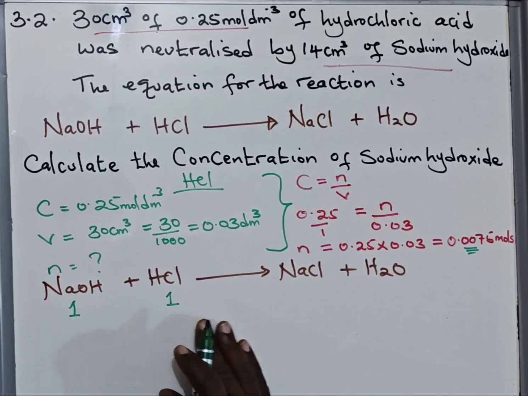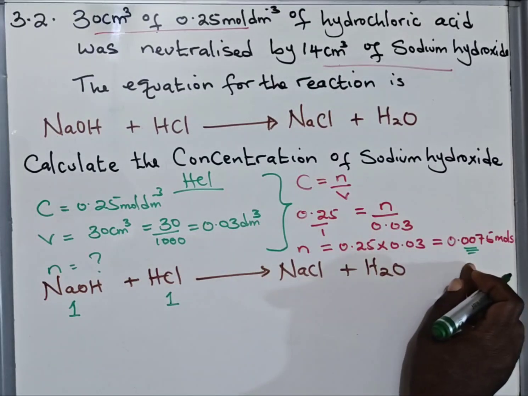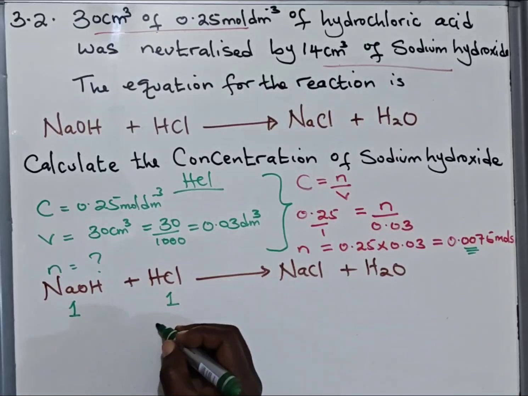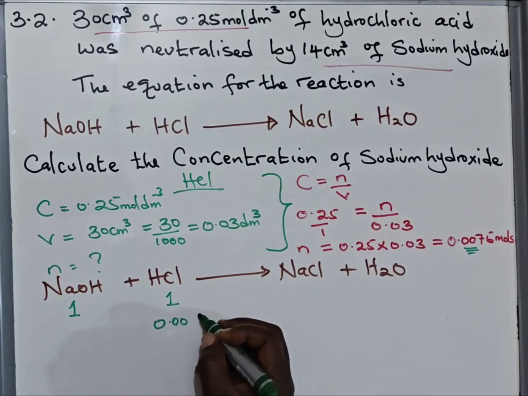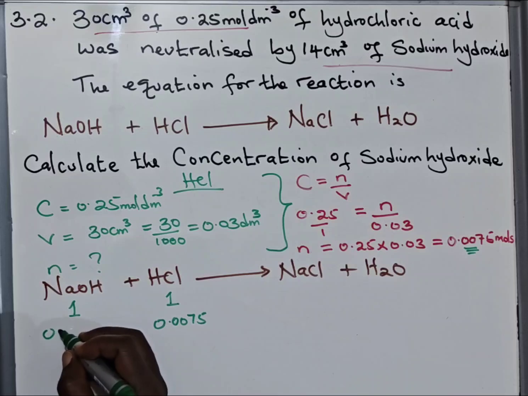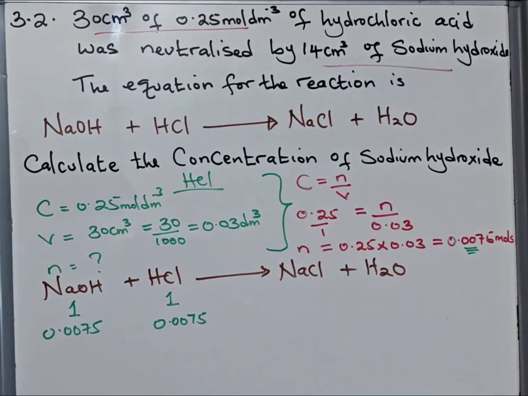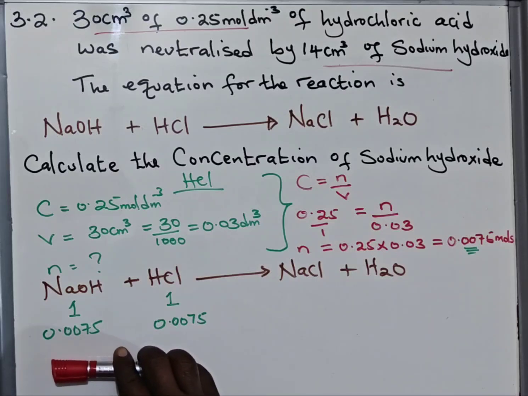Okay, what does that mean? It means that what you have here is hydrochloric acid. So if you put it here as 0.0075, if the ratio is 1 to 1, therefore this one is also going to be 0.0075. Okay, so with this, what do we see? Now we know the number of moles of sodium hydroxide.